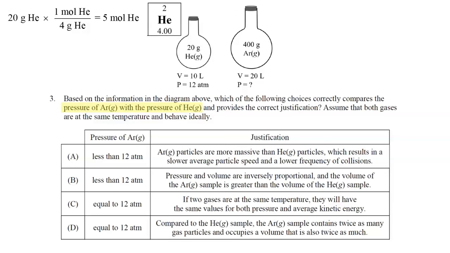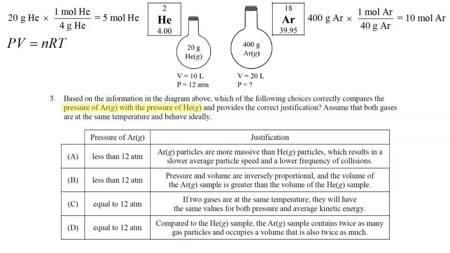Now I'll do a similar calculation to figure out how many moles of argon are in the flask on the right. So we have 400 grams of argon, and based on the information on the periodic table, the molar mass of argon is 39.95, that's very close. I'm going to round that up to 40. So 400 grams of argon divided by the molar mass of 40, that tells me that there are 10 moles of argon in that flask on the right. So each flask contains a different number of moles of gas. We have 5 moles of helium and 10 moles of argon.